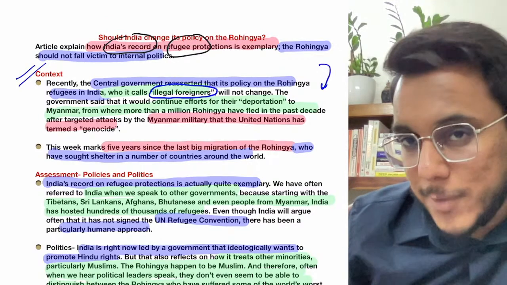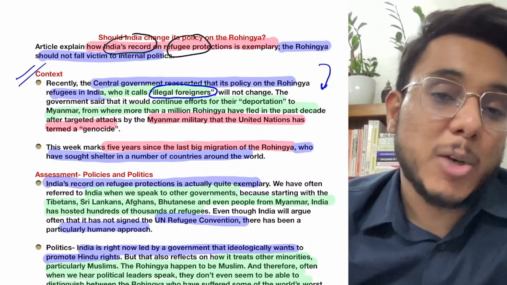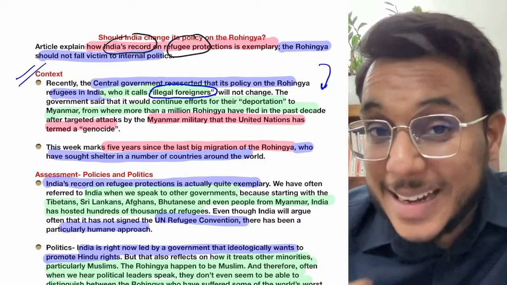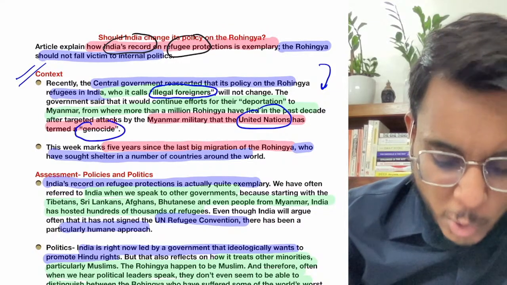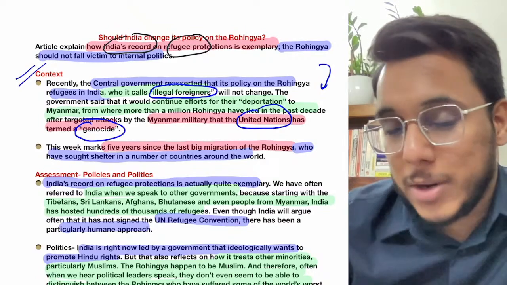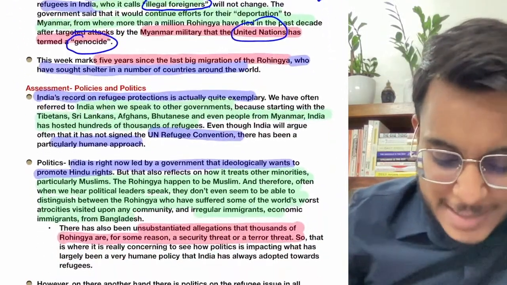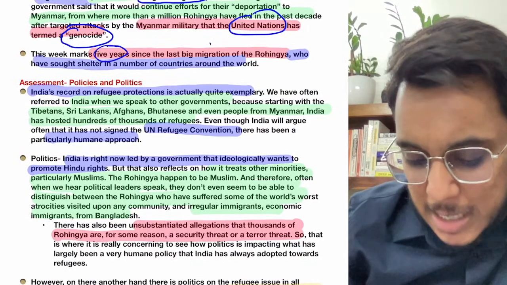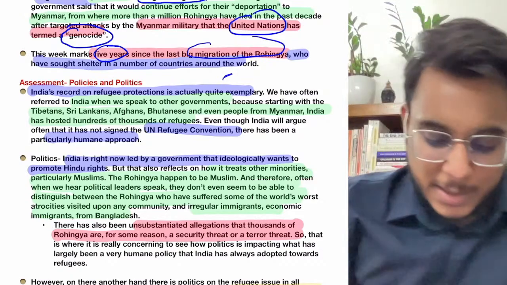Now, first of all, guys, we have seen what happened last year, 2021. The military took over in Myanmar, and as the military took over, there was even more targeted killing of the Rohingyas. The United Nations has termed the killing of the Rohingyas as genocide in Myanmar, and because of that, they are now running to other countries. In that capacity, they have come to India also. Now, guys, last week marked 5 years since the big migration of the Rohingyas outside Myanmar. They reached other countries.